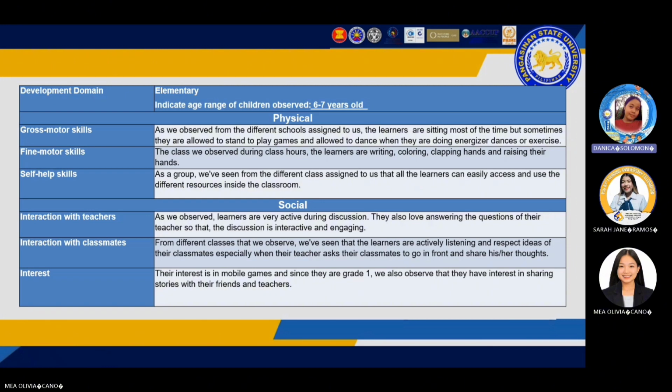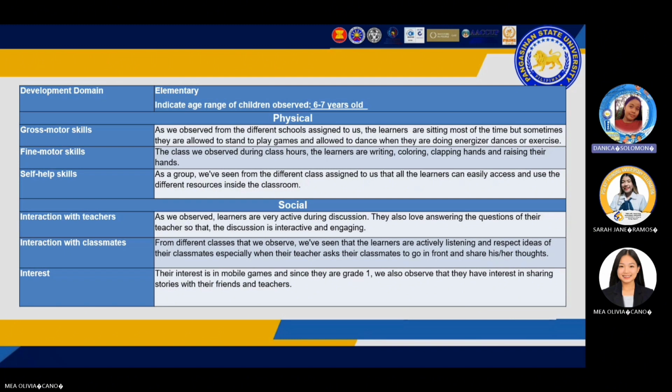So the age of children we observe is around 6 to 7 years old. So they are grade 1 pupils. First is the physical, which is divided into 3 learning domains as shown on your screen. First is the gross motor skills. As we observe, most of the time they are just sitting, especially when the teacher is discussing in front. They are allowed to stand when doing games such as pass the message, and also allowed to stand when doing energizer dances to increase motivation and keep them active during class hour.